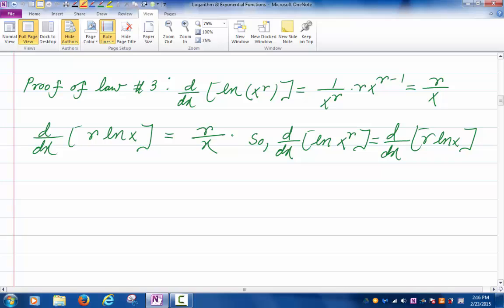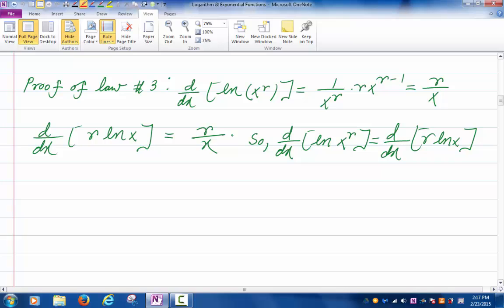That's the derivative. What's the derivative of the right-hand side? The right-hand side of number 3 was r ln of x. If I take the derivative of that, I get r divided by x clearly. Why? It's r times the derivative of ln of x. The derivative of ln of x is 1 over x. R is fixed here. So that's the derivative. So they are the same, r over x, r over x. So I know that the derivative of ln of x to the r is the same as the derivative of r ln of x.